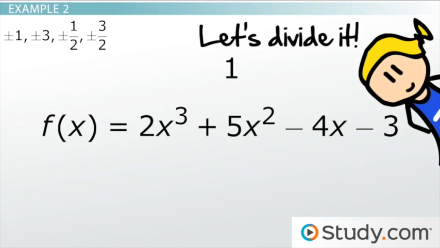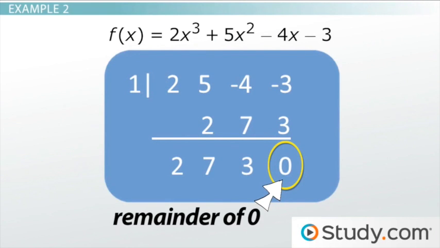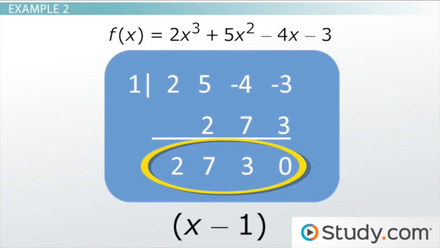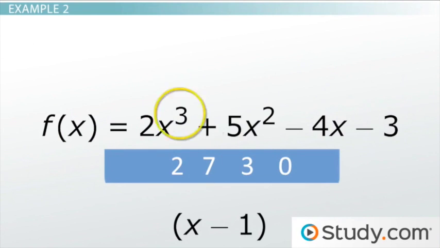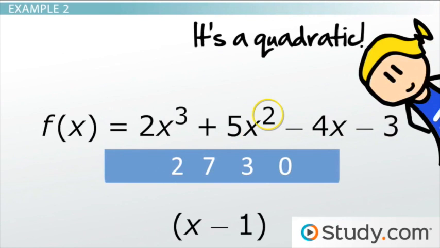To determine if 1 is a rational zero, we will use synthetic division. The synthetic division problem shows that we are determining if 1 is a zero. Synthetic division reveals a remainder of 0. Therefore, 1 is a rational zero. In other words, x minus 1 is a factor of the polynomial function. Those numbers in the bottom row are coefficients of the polynomial expression that we would get after dividing the original function by x minus 1. We started with a polynomial function of degree 3, so this leftover polynomial expression is of degree 2. In other words, it is a quadratic expression.